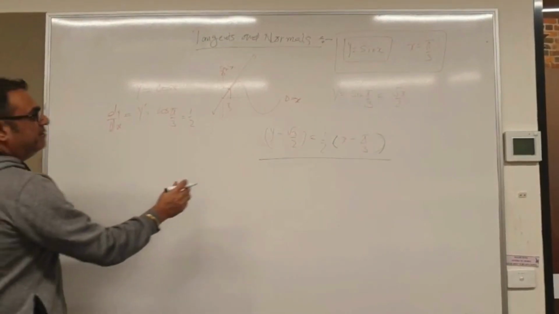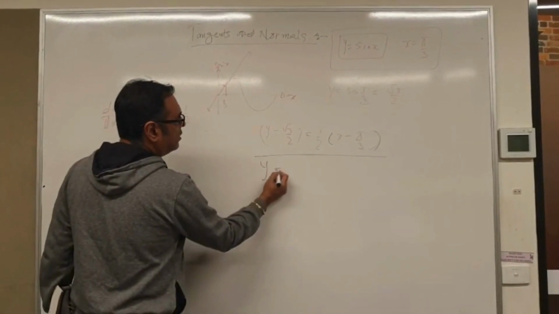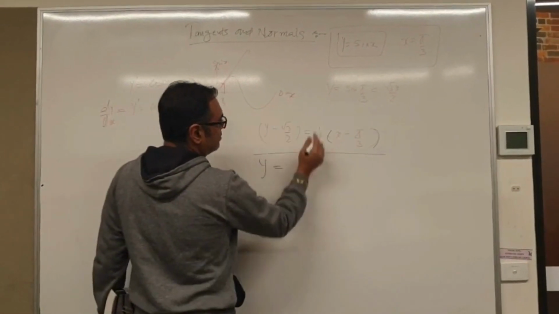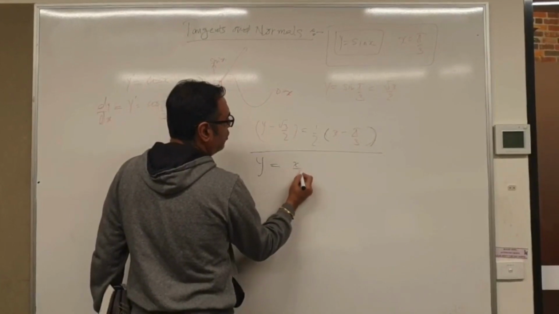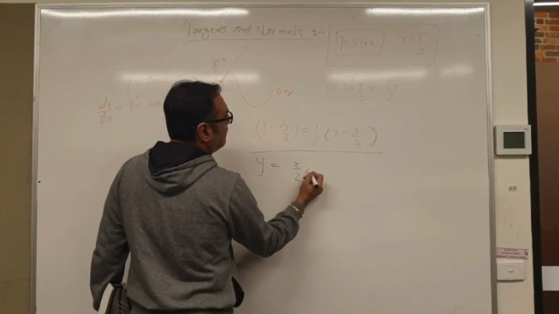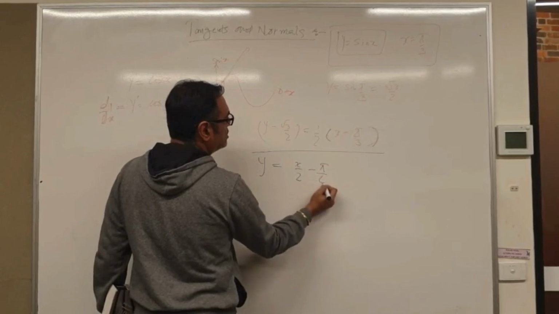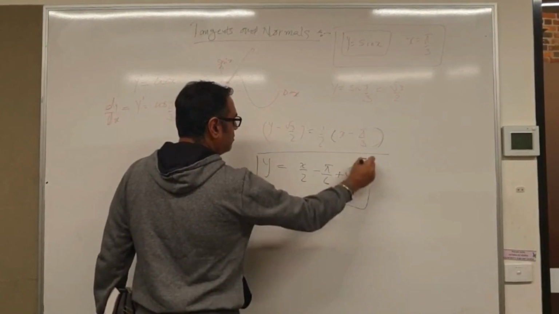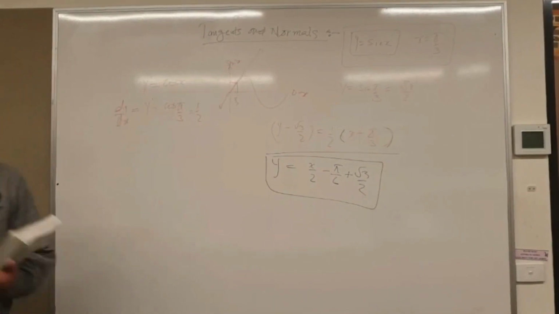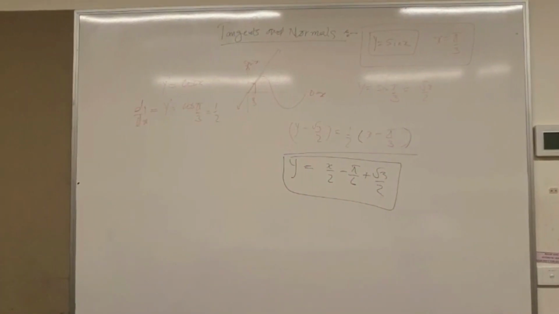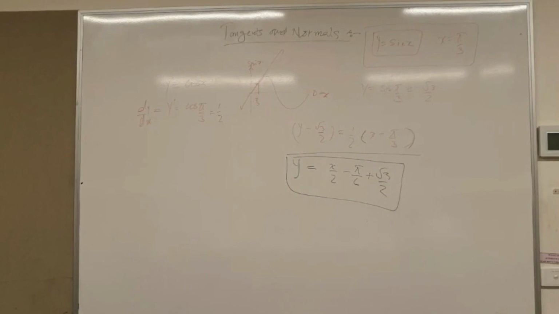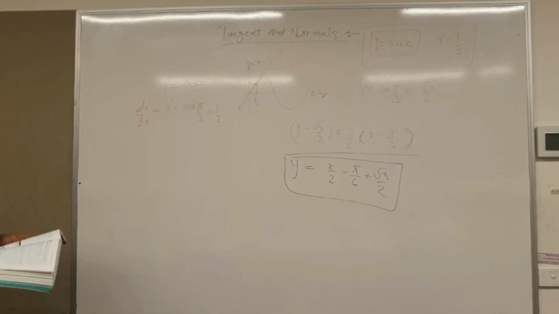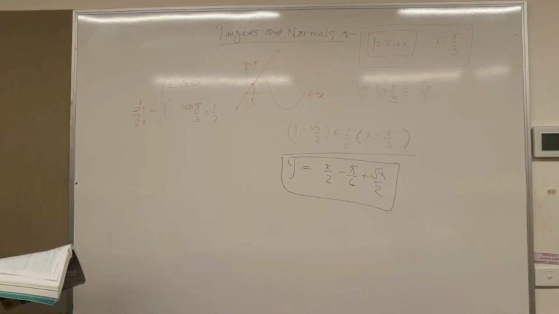And now, if I rearrange it, what do I get? y equals x over 2 minus pi over 6 plus root 3 over 2. Yes? Easy? And then you can even find the equation of normals if you want to.